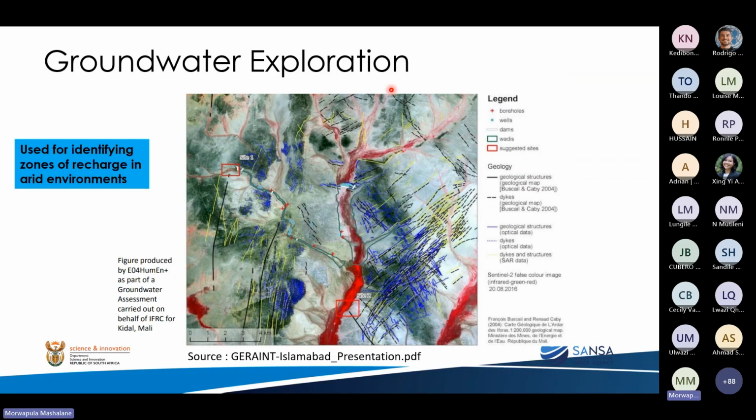In terms of groundwater exploration, we use various satellite images such as Landsat, the SAR data, Sentinel 1, ALOS, to map the geologic structures which are used to identify zones of recharge. So we use them to map the faults and other structures that are related to the groundwater.